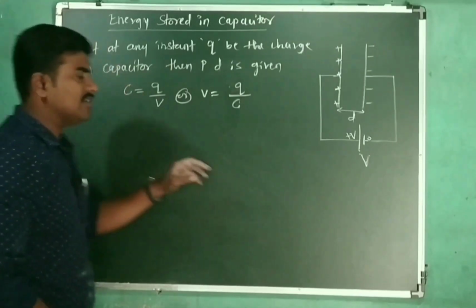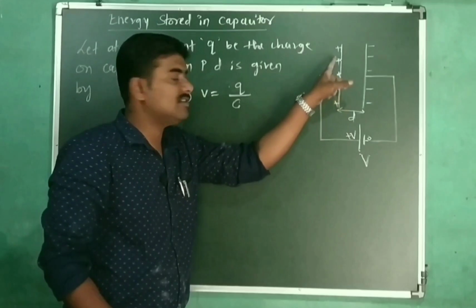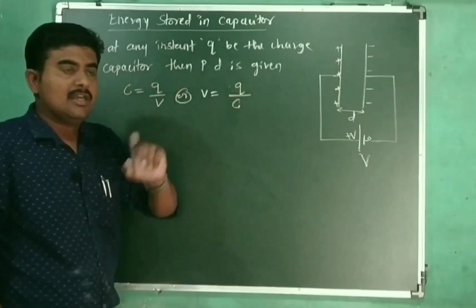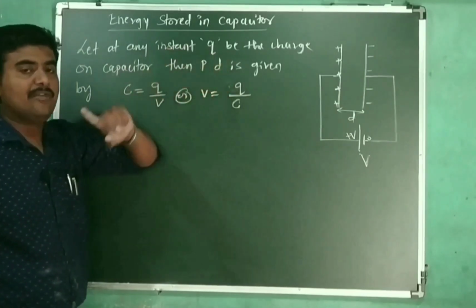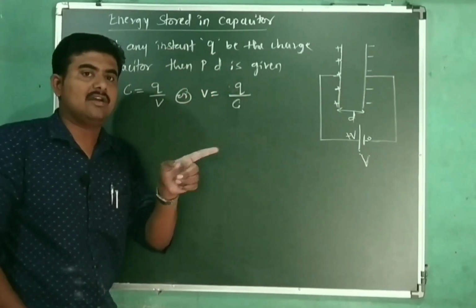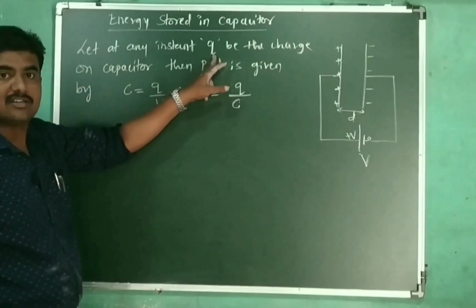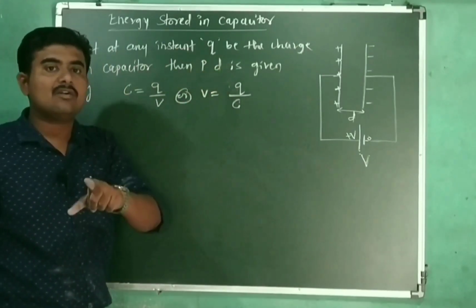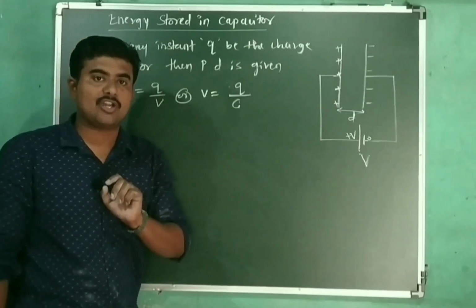Now what you do is, you take a small charge dq and you place it on the capacitor. Already Q charge is there on the capacitor. If you place another dq charge, you have to work against the electric field created by this Q charge, right? And that work, mechanical work, is stored as potential energy, electrical potential energy.